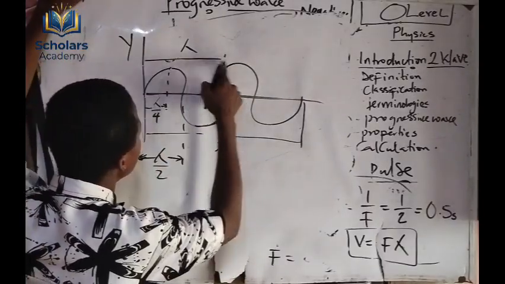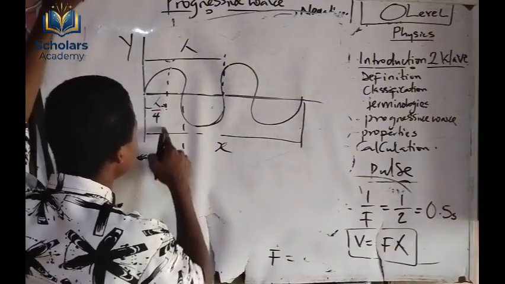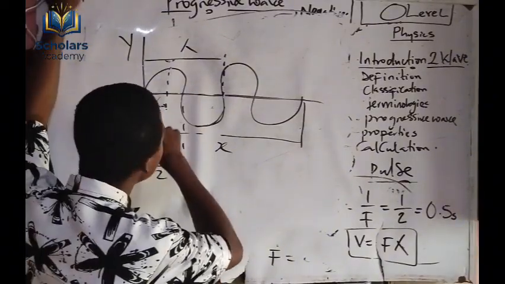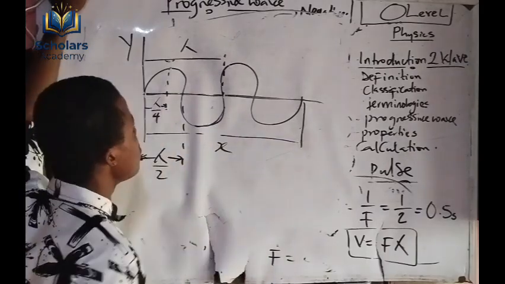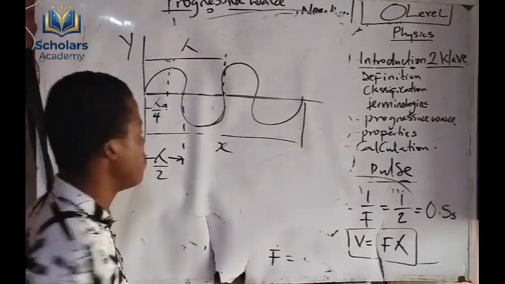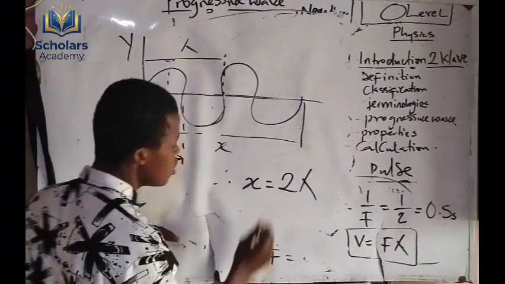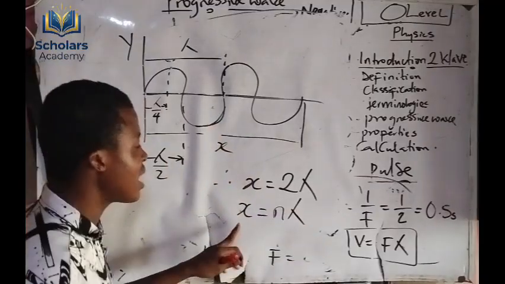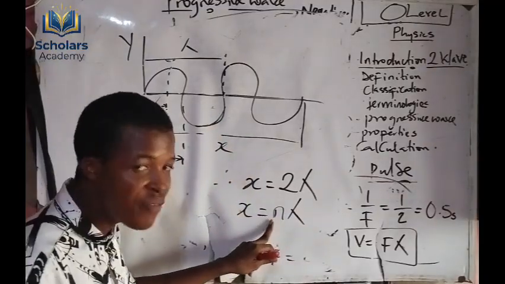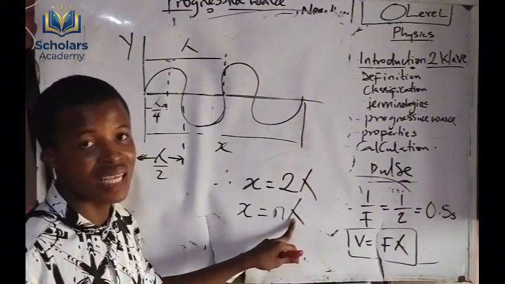Now let's make it make sense. From here to here, that's one wavelength. From here to here, that's half wavelength. From here to here, that's a quarter of wavelength. Now the question is, this total displacement from here to here, how many wavelengths is it? This should be 2 wavelengths. So in a nutshell, S equals 2 wavelengths. So S equals N times wavelength. That's X equals the number of waves times the wavelength.